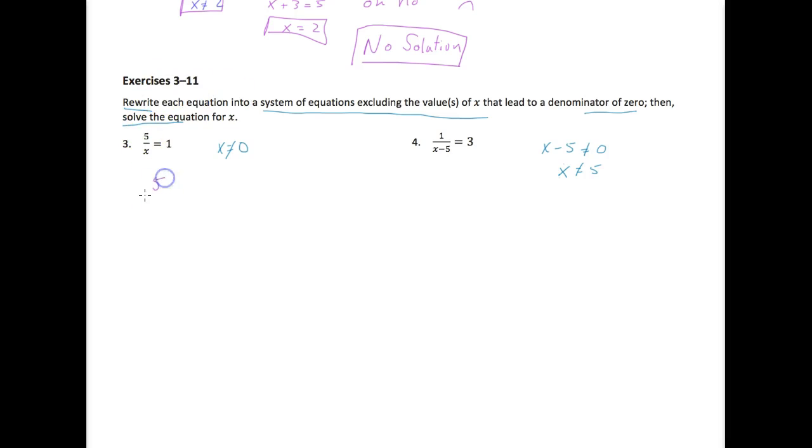Honestly, if you have 5 over x equals 1, you could cross multiply, but you could also consider just multiplying both sides by x. And if you do that, you get a 1. Here's a nice 1. We love 1s. And 5 equals x. Well, 5 equals 5 also, but really we want 5 to equal x. There we go. So we have some answers. 5 equals x, but we must exclude the possibility of x equaling 0.